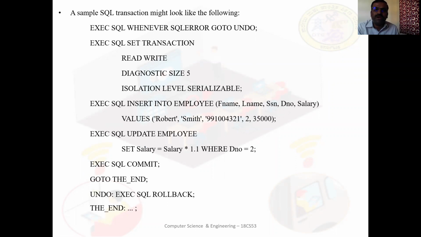EXEC SQL UPDATE EMPLOYEE. Here updating the employee. SET salary equal to salary, previous salary is 35,000, salary times 1.1, WHERE department number is equal to 2. EXEC SQL COMMIT is completed. The transaction is completed. Go to the end. Once the transaction is completed, then end the transaction. If any error occurs, roll back. This is a SQL ROLLBACK. The end.